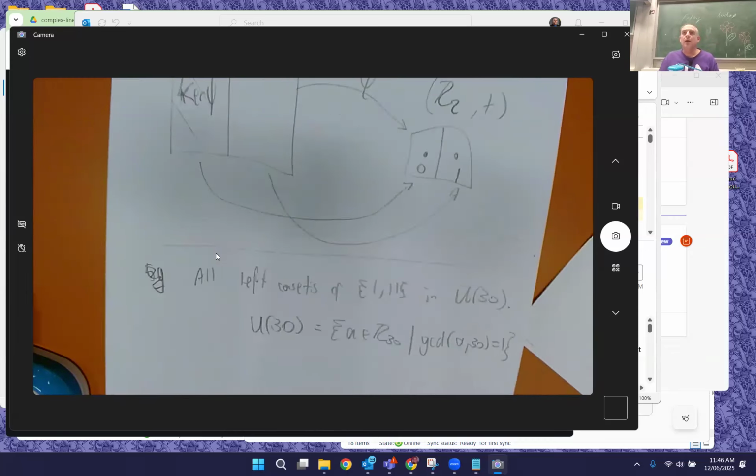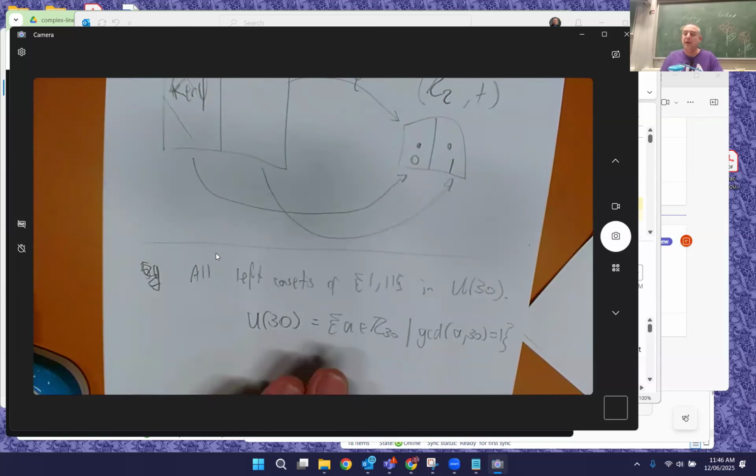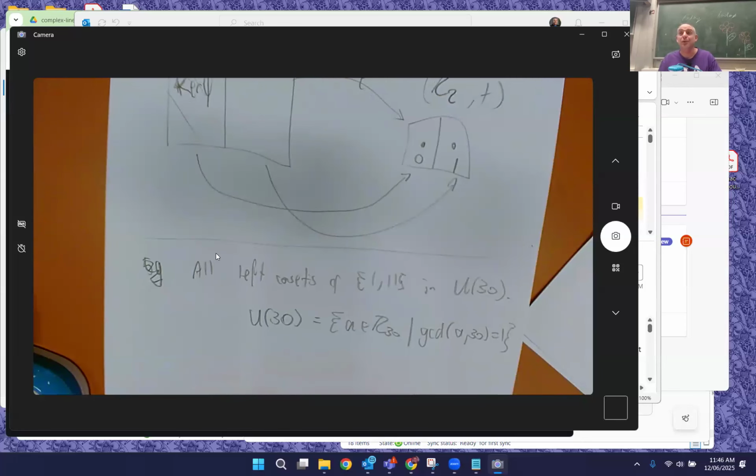Okay. And this is a group under multiplication, not addition. Yes, it is. Because it doesn't include zero. So it can't be an addition group, or it would need zero in it to be the identity.